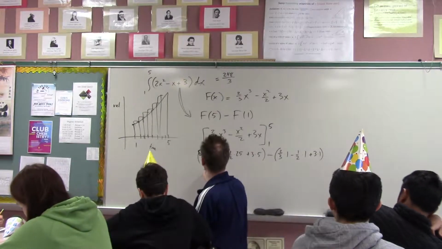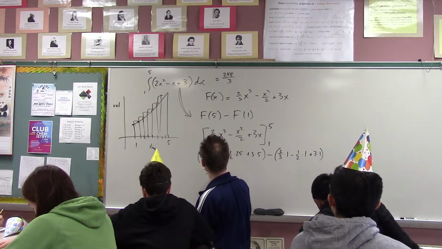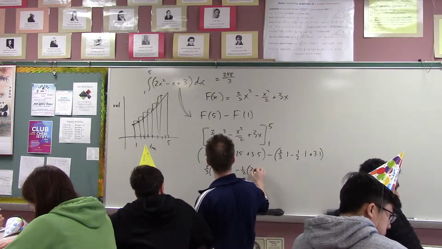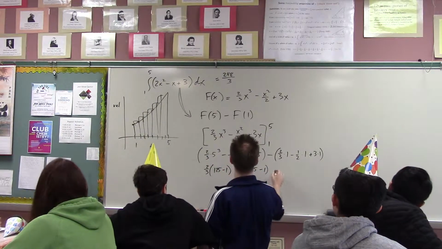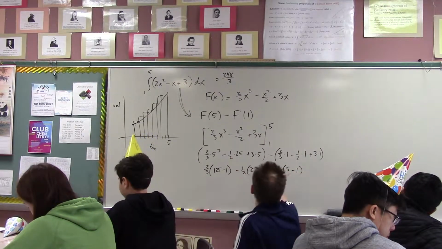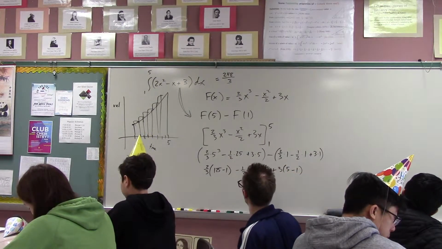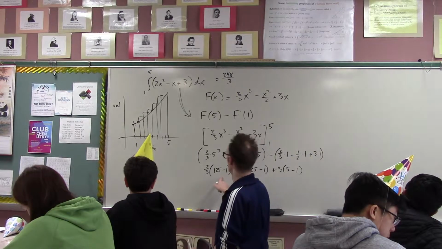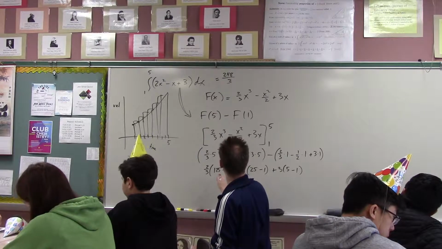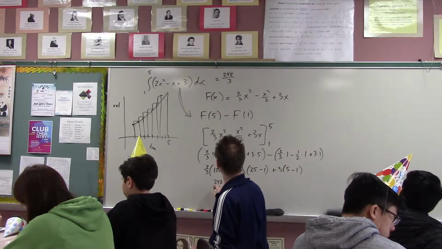To do this, just go 2/3 times 125 minus 1, minus 1/2 times 25 minus 1, plus 3 times 5 minus 1. And now you just do this. And when you do this, what do you get? Well, that's 248 over 3.